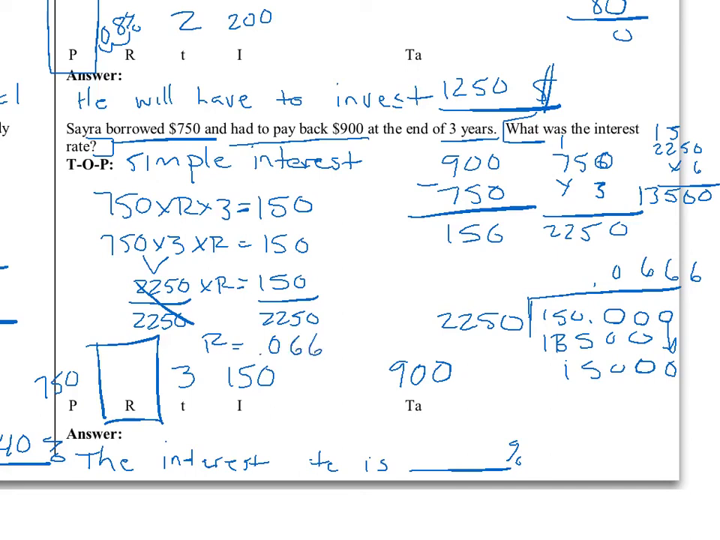Remember, I always want you to round to the nearest tenth of a percent. So this would be 6.66. So we're going to round this up to 6.7%. Okay, questions?